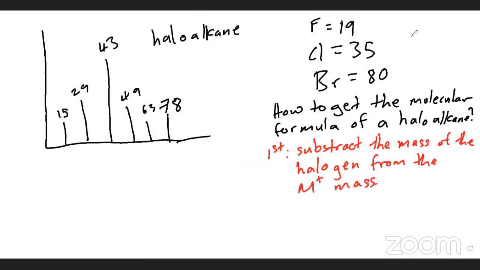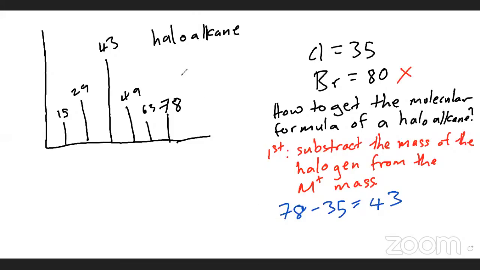It cannot be bromine. Let us say, in the interest of time, it is chlorine. So what you're going to do is subtract the mass of chlorine from 78. 78 take away 35 would give you 43. The first thing I do, if you get a haloalkane, is subtract the mass. Yes, the recording will be on the channel once it ends. So you subtract the mass of your halogen from the mass of the molecular ion.